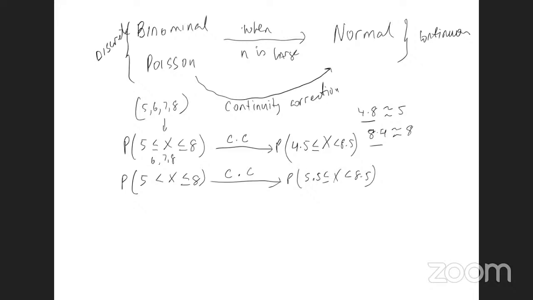All right, so let's do one more. What's the probability of x is less than 5? What will that be? What will the continuity correction here be? Grant, what will this here be? Probability of x is what?